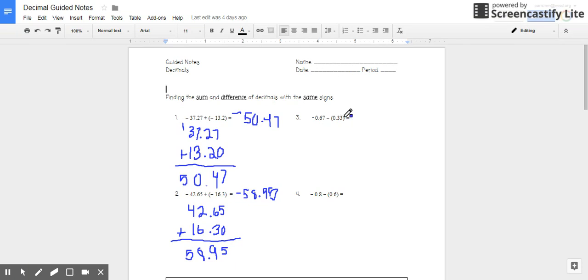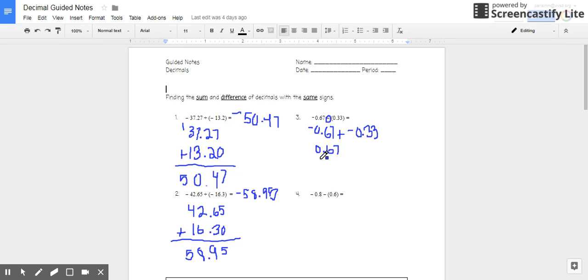Next one, number 3. This is kind of hard to tell if they have same signs. So I'm going to change it to an addition problem. I'm going to keep my initial value the same, so I have negative 67/100. We know that this minus sign means opposite. So now I'm going to add the opposite of a positive 33/100, which is a negative 33/100. So now I notice that I have the same signs because they're both negative numbers. Same signs, I have to add because I'm continuing on my number line. I'm going to continue going left.